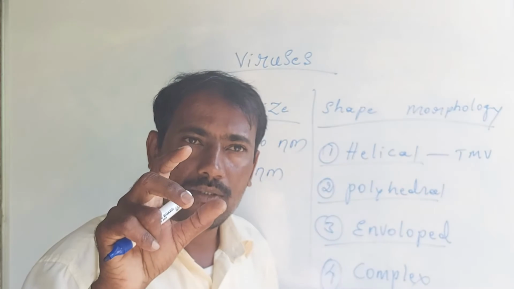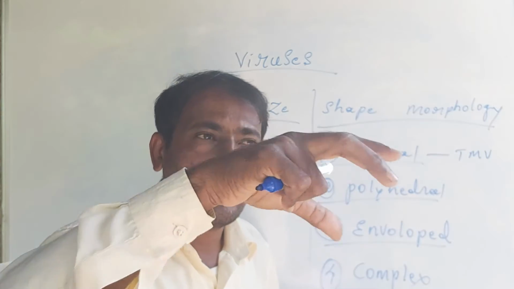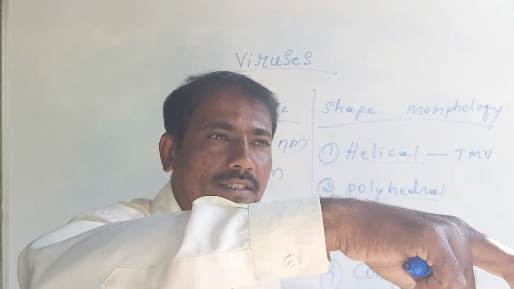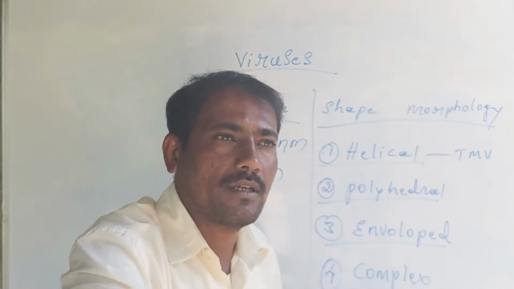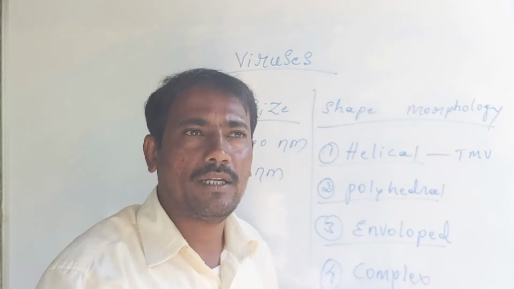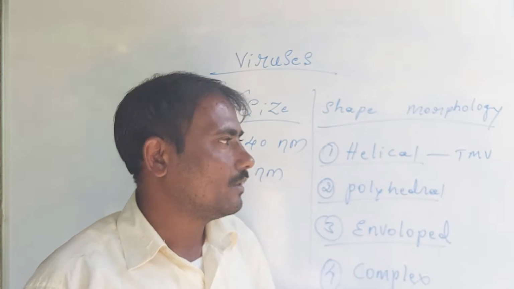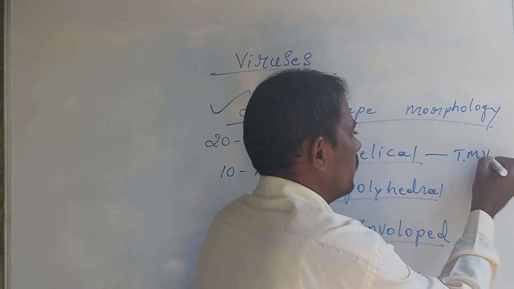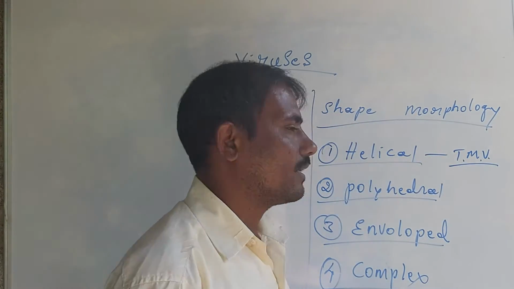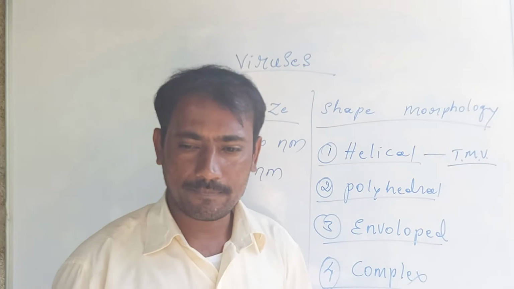This capsid also helps in the recognition of specific sites over the surface or cell membrane of a host cell. It may be a plant, animal or bacterium. So tobacco mosaic virus is a good example for the helical or rod-shaped virus particle.